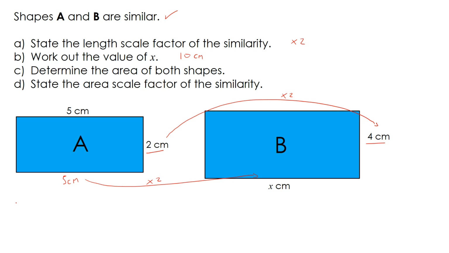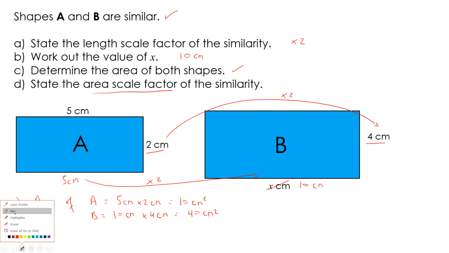Now the area of both shapes. Let's do the area of A first of all. Remember, a rectangle's area is length times width. So it's 5 centimeters times 2 centimeters, which is 10 cm squared. The area of B is, sorry, I forgot, x was 10. So I have to do 10 centimeters times 4 centimeters, and that's 40 cm squared. Easy peasy.